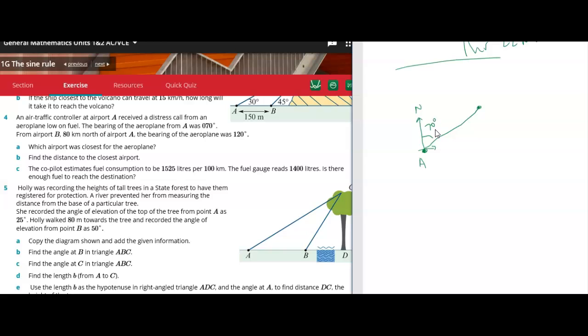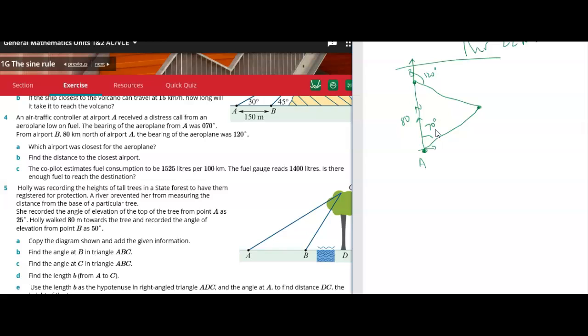Now, from airport B, 80 kilometres north of airport A, so we've got airport B directly north. It's going to be a bit hard to draw because I've already drawn that line there. Of airport A, the plane is on a bearing of 120. So again, there's north. So we're drawing a line down like that. That bearing there is 120. And this is north. If you wanted to draw the line going all the way up, you can. And that's 80 kilometres. What other information do we have? I think that is it.